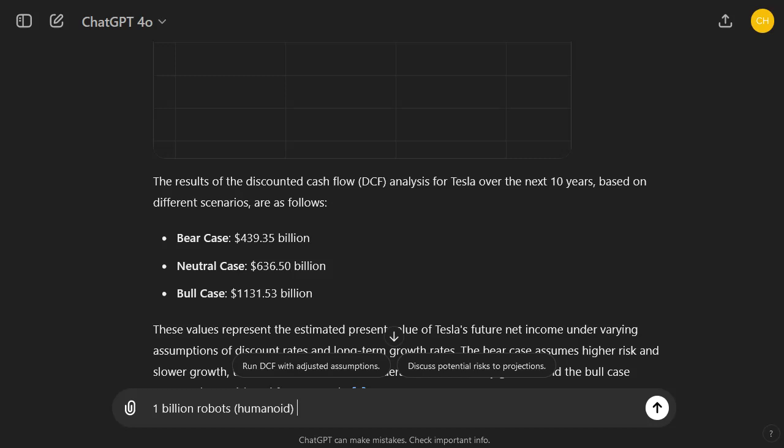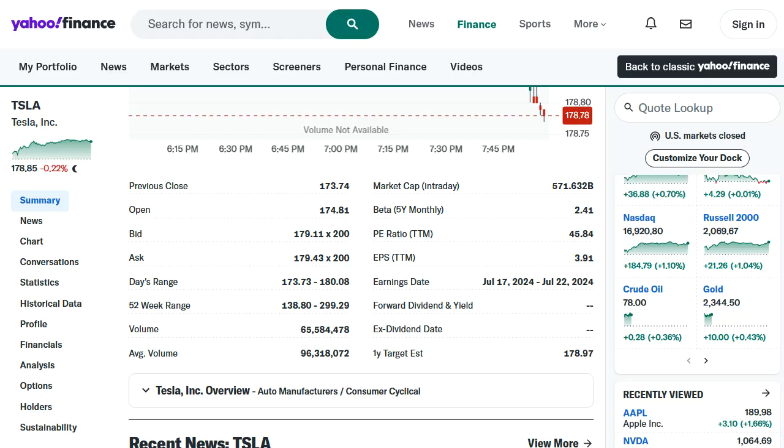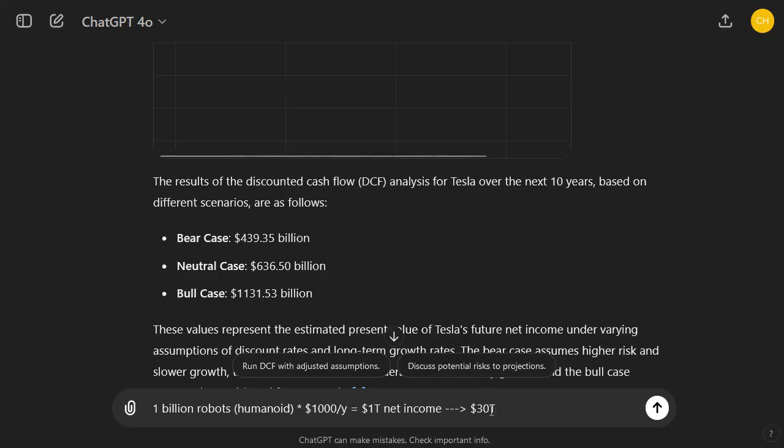If you have 1 billion robots and you make $1,000 per year in profit per robot, then what do you get? You get 1 trillion in net income. So a company making 1 trillion in net income is worth something like 30 trillion in market cap, right? So what is a 30 trillion market cap? Here we have a market cap of 500 billion now. It's 0.5 trillion. So we go from 0.5 trillion to 30 trillion.